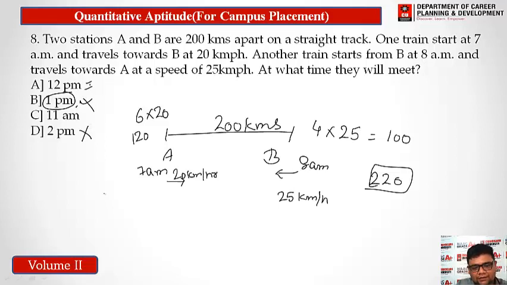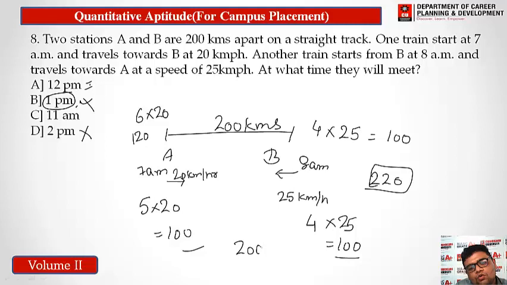So if I pick option A, 12 p.m., A will travel for 5 hours at the speed of 20. It will give us 100 kilometers. Now B will travel for 4 hours at the speed of 25. It will also give us 100. So the total distance is 200 kilometers.